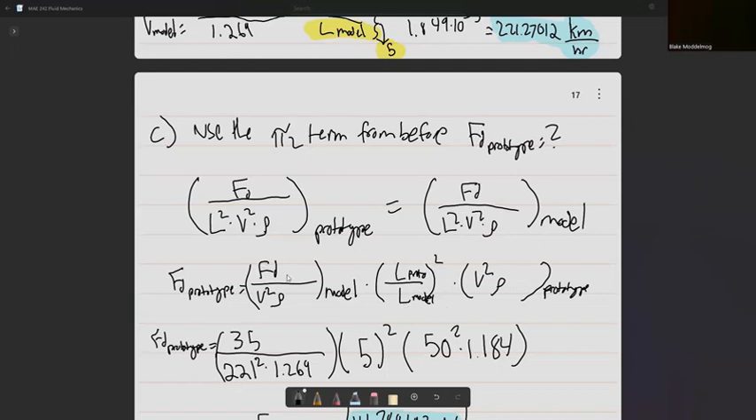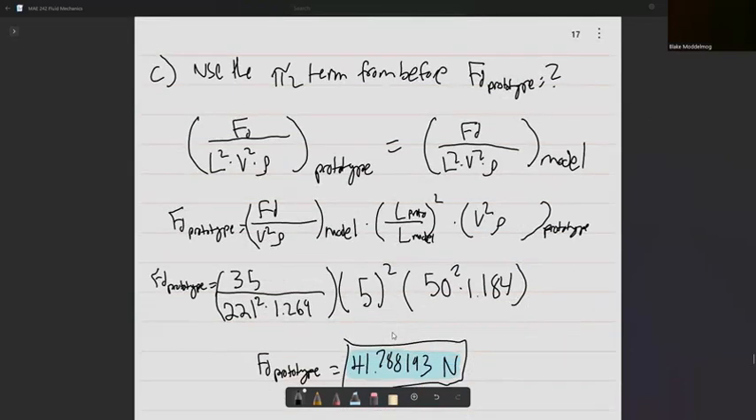So from there, we just plug in the values. We're given the drag force of the model, and we are given the velocity of the model as well. All of these have already been given, and we just multiply out, and our final answer is 41.788193 newtons as the drag force of the prototype.